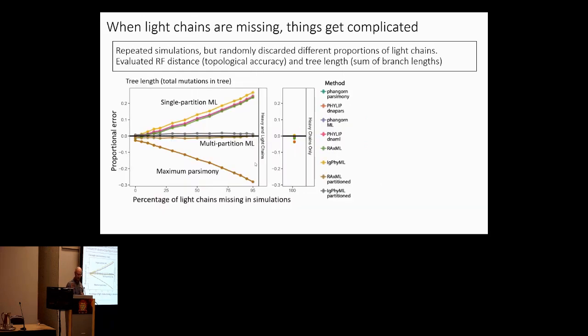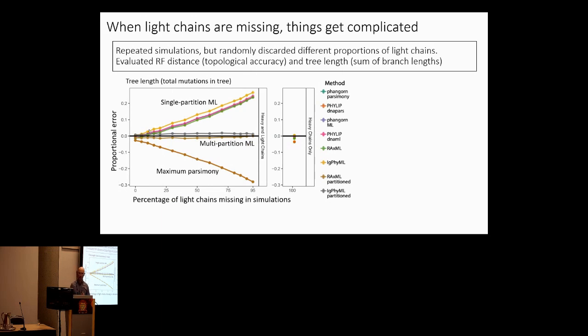If we look at edge lengths, or the branch lengths of the tree, things are very different. So here we've plotted the proportional error in branch lengths. So branch lengths represent the number of mutations that happen in the tree. And again, the x-axis here is the percentage of light chains that are missing in the simulations, and the y-axis represents the error in branch lengths. So the trees down here are too short, the trees up here are too long, and the trees here are just right. And one thing that's very clear is that maximum parsimony consistently underestimates the total number of mutations in the tree, and this bias becomes worse as more light chains are missing.